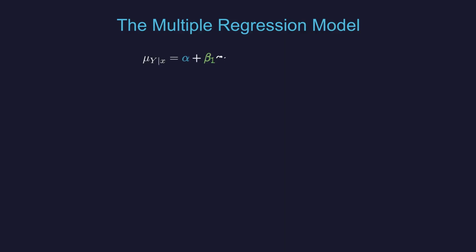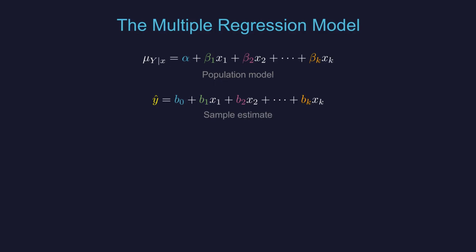The population multiple regression model says the expected y, given the x values, equals alpha plus beta 1 times x1 plus beta 2 times x2, and so on for k predictors. We estimate this with the sample equation. Y hat equals b0 plus b1 x1 plus b2 x2, and so on. The standard error of the regression now divides by n minus k minus 1, where k is the number of predictors.